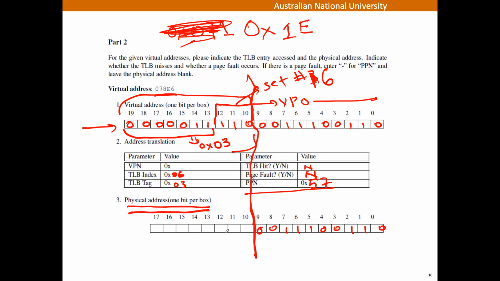And what about the remaining bits? Easy, right? You get the physical page number from the page table. The page offset bits do not change because the page size is the same in the virtual address space and the physical address space, and you're done.